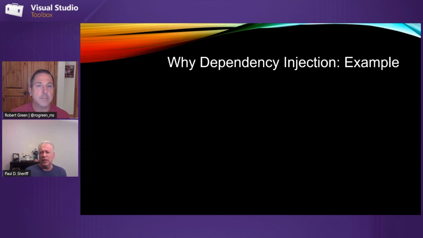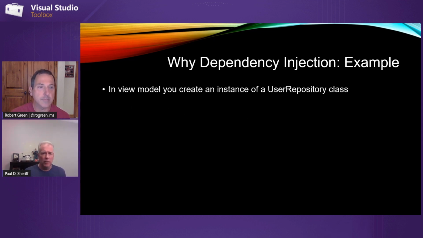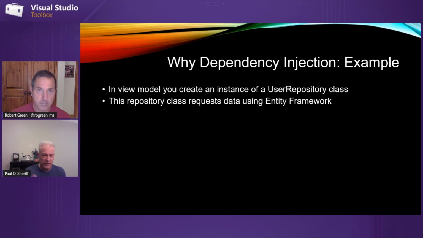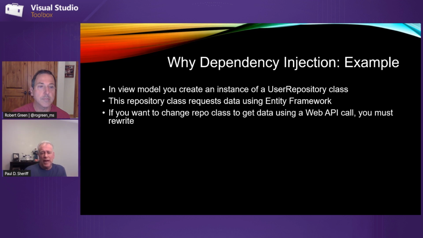So let's give you a little example here. In our view model, let's say we wanted to create an instance of a user repository class. So the repository class is going to be the one that goes out to your database, right? And it's going to request the data using the Entity Framework, let's say. So we create this class. And then what would happen, though, is if you want to change that repo class to now get data using a web API call, right? So if you're using that user repository class throughout your whole view model, here and there and everywhere, if you want to change that to do a web API, now you've got to rewrite that whole repository class. And then are you going to lose the old code? What are you going to do, right?